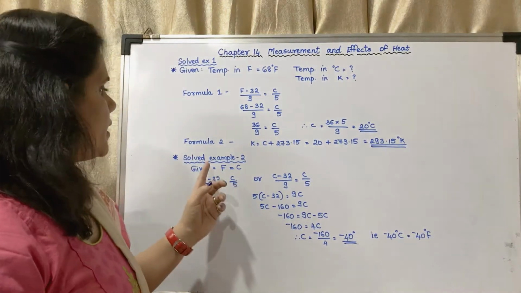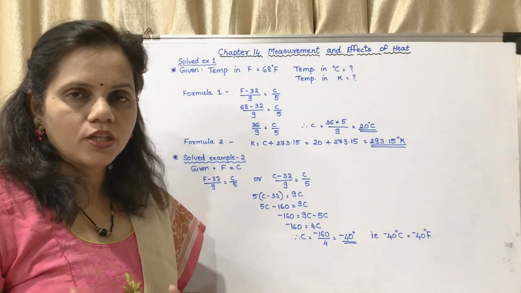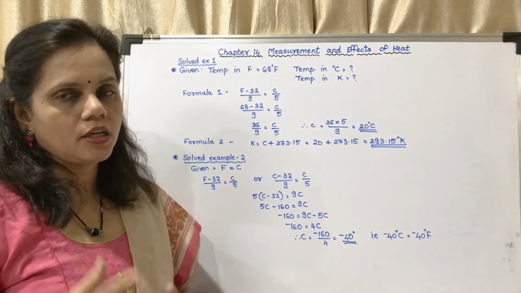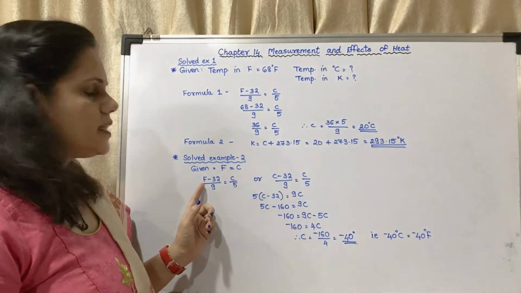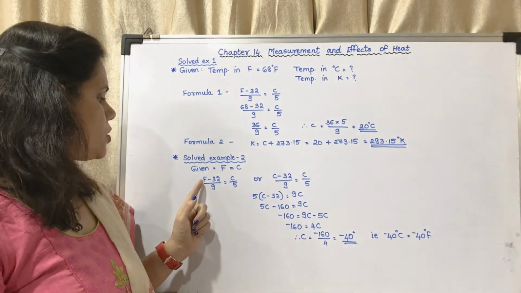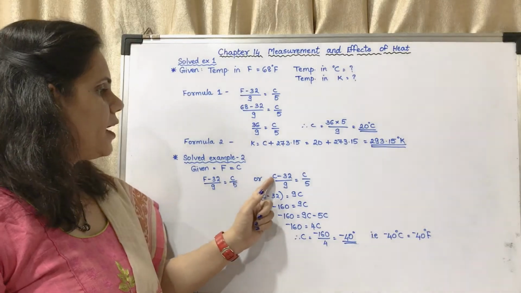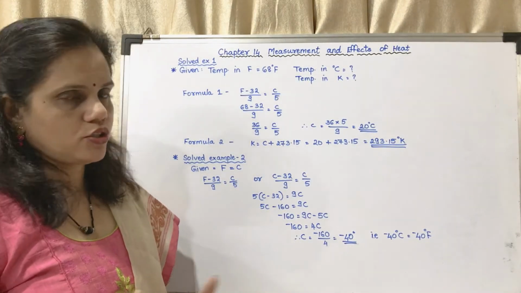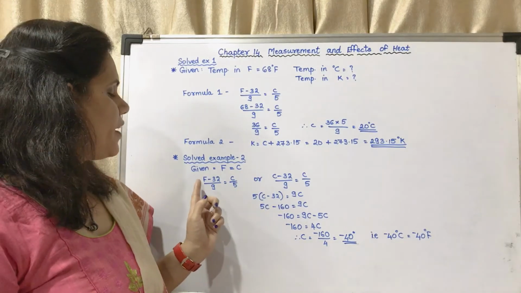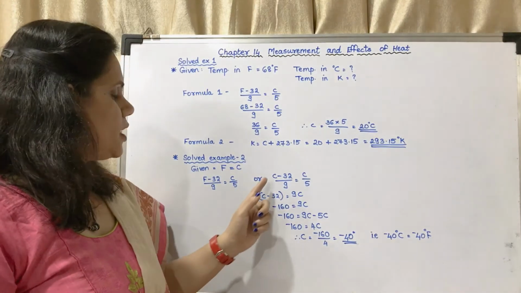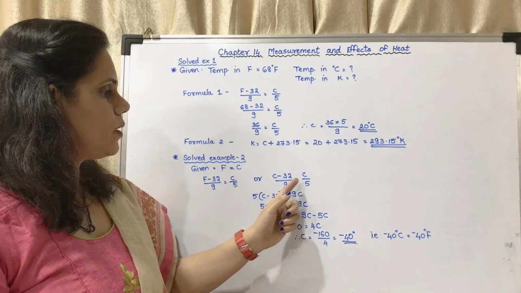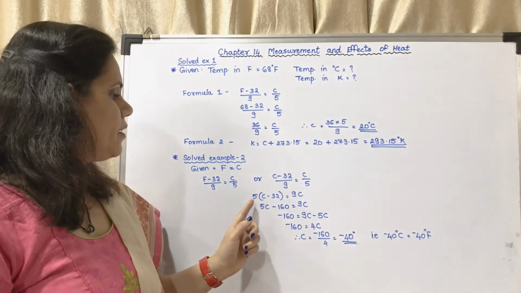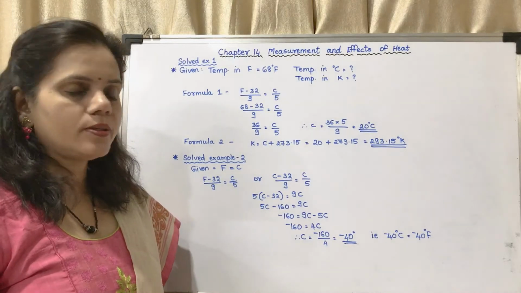The numbers will be the same. So here the condition given is F = C. They have asked in the question that F should be equal to C. So in this equation, instead of F I have written C. Instead of C I can write F also, no problem. So the equation becomes (C - 32)/9 = C/5. Cross multiplying, 5 into (C - 32) is equal to 9C.